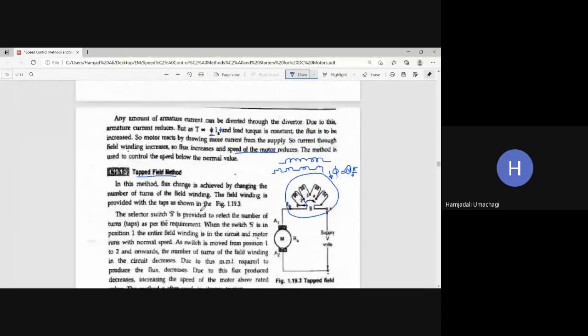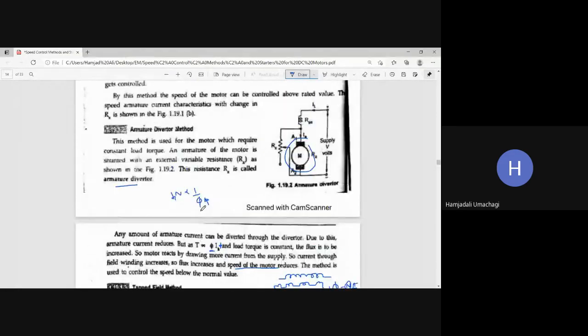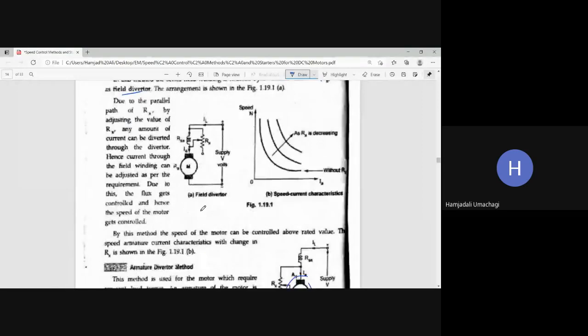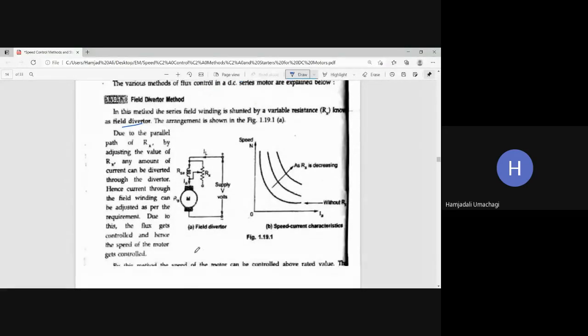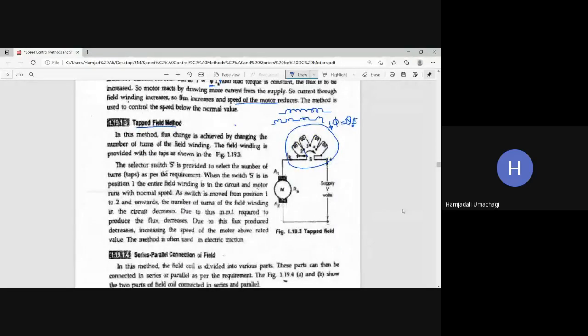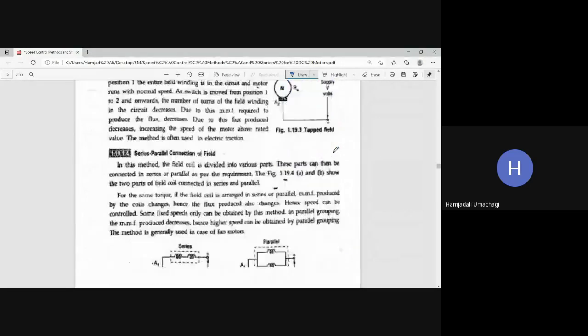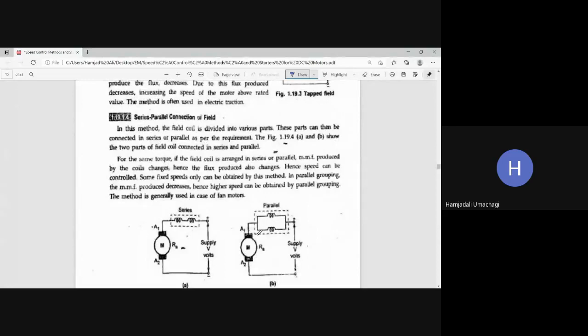So the first method is the flux control method. Again, in that flux control method, there are four methods to change the flux. First one is the field diverter method. Second one is the armature diverter method. Then comes the tapped field method. And the fourth one is series parallel connection of the field. All these four are part of the flux control method.